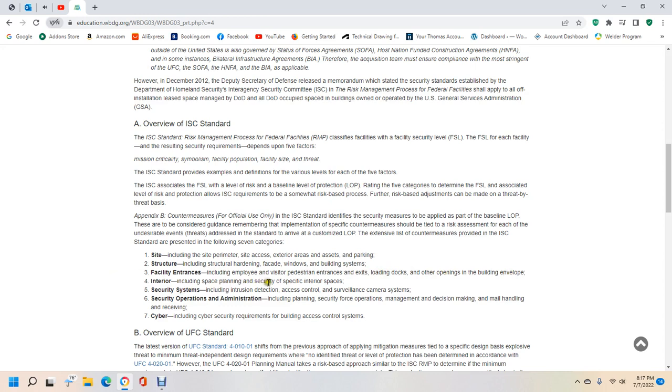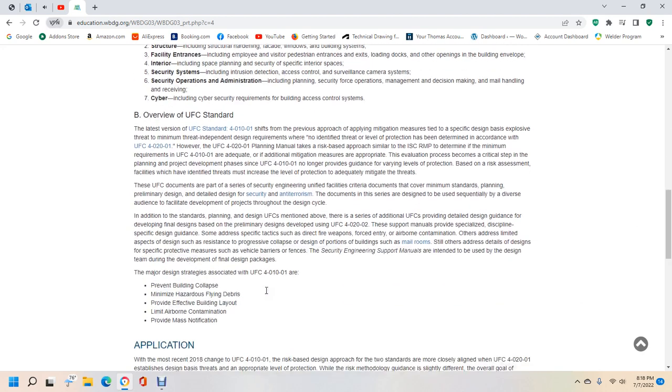Interiors include spacing and security, specifically interior spaces. Security systems include intrusion detection, access control, and surveillance camera systems. Security operations administration includes planning, security force operation management, decision making, mail handling, and receiving. Cyber includes cyber security requirements and building access control systems.